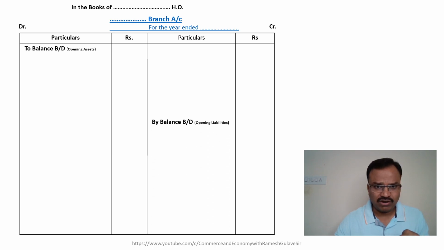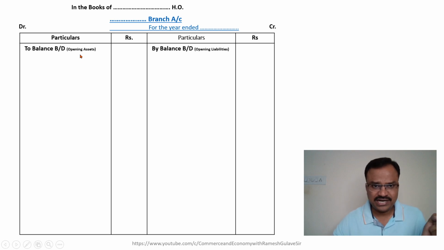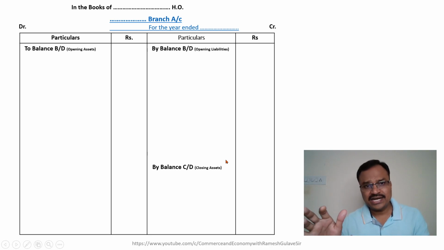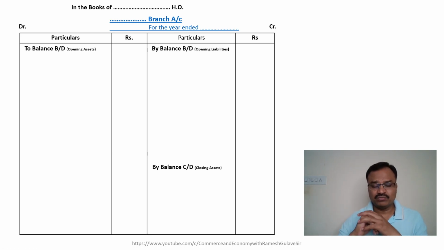So as we have already discussed, opening balance of assets are recorded on the debit side of branch account and opening balance of liabilities are recorded on the credit side of branch account. Similarly, closing balance of assets. See friends, here we have recorded the opening balance of assets. Now, closing balance of assets is recorded on the credit side of branch account at the end of the year.